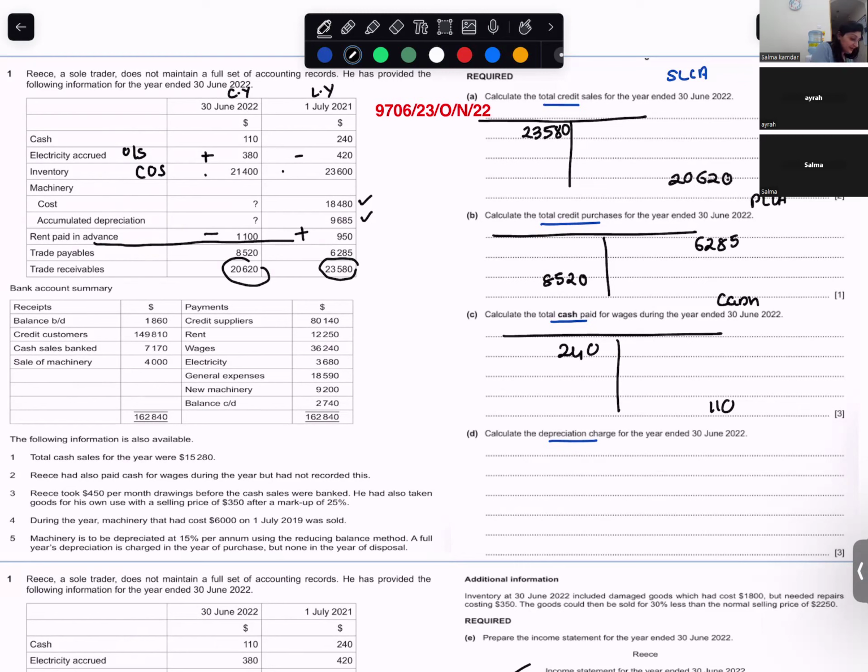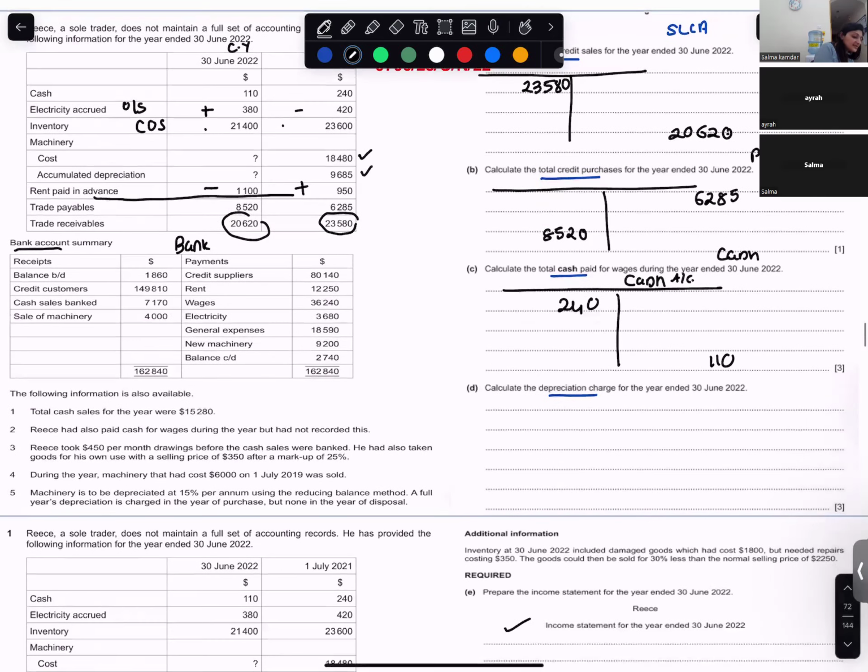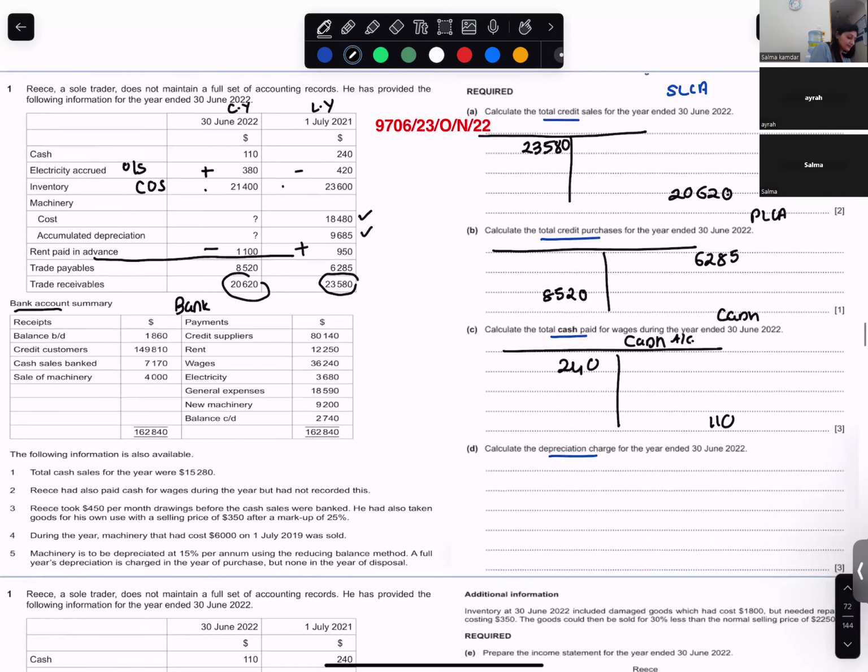Very good. Now I'm checking my receipts side. Okay. Are you with me? Yeah. Now this is the bank account summary. That means this is bank account and this is cash account that we are making. There is a difference between bank account and cash account. Do you know that? Yeah. Okay, come on.